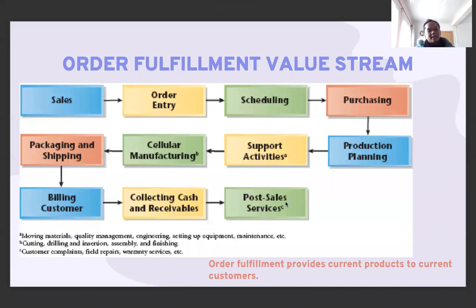Here we have the steps of the order fulfillment value stream. So here it's about moving materials, quality management, engineering, setting up equipment, maintenance, etc. So we go from sales, and then there is order entry, also scheduling. Then we go to the purchasing steps, then production planning, also support activities, cell manufacturing, and then packaging and shipping, also billing customers and collecting cash and receivables. So finally, we arrive at the post-sales services. Order fulfillment actually provides current products to current customers.